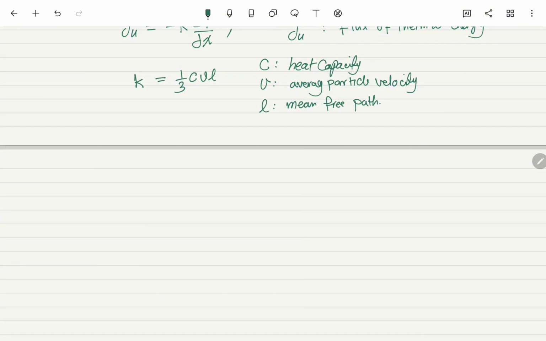If C is the heat capacity of the particle, then moving from one region at local temperature T plus delta T to another region at local temperature T, a particle will give up energy equal to C delta T. Based on this, delta T between the ends of the free path of the particle will be given by delta T equal to dT by dx times Lx, which equals dT by dx times Vx tau, where tau is the average time between collisions.